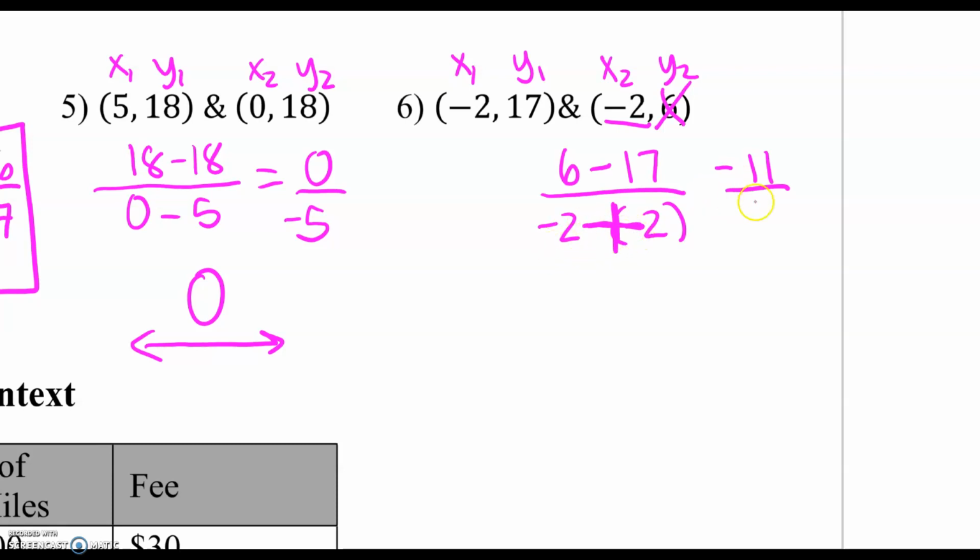No, negative 2 plus 2 is 0. So now I have 0 in the denominator. That's a negative 11 divided by 0, and that is undefined. So the circle with a slash means undefined, but a circle 0 means 0. So this one is a vertical slope, undefined.